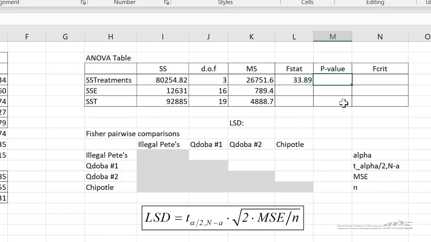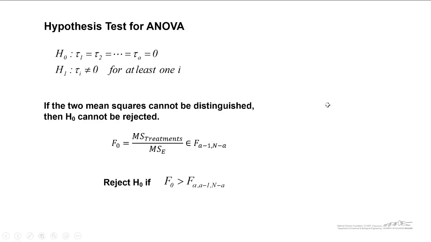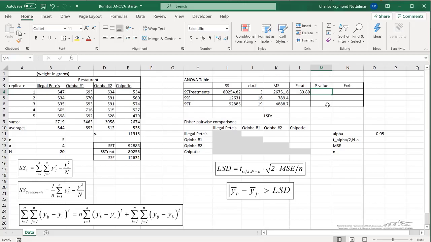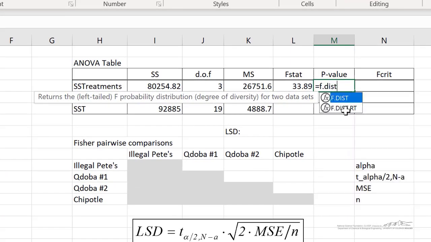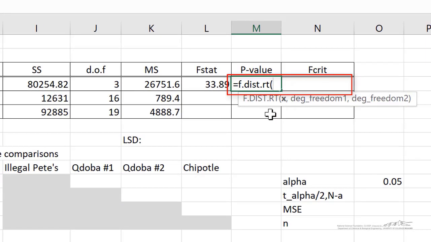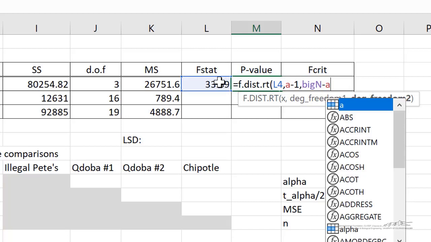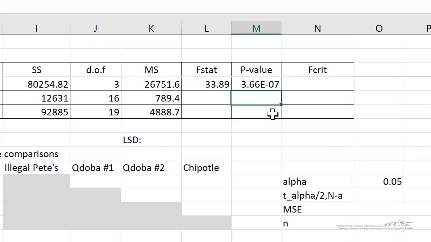We can compute a p-value for that. We need to compare to the F distribution with A minus 1 numerator degrees of freedom and capital N minus A denominator degrees of freedom. So I can type in F.DIST.RT because we're looking at an upper-tailed test. Our test statistic is the first argument. We have A minus 1 numerator degrees of freedom and big N minus A denominator degrees of freedom. And we get a p-value of about 3.6 times 10 to the negative 7th.